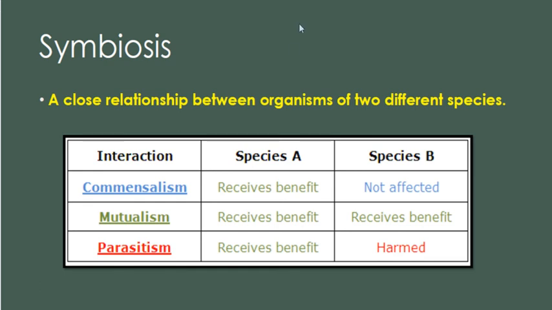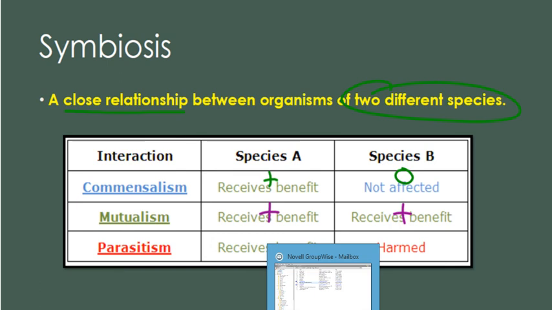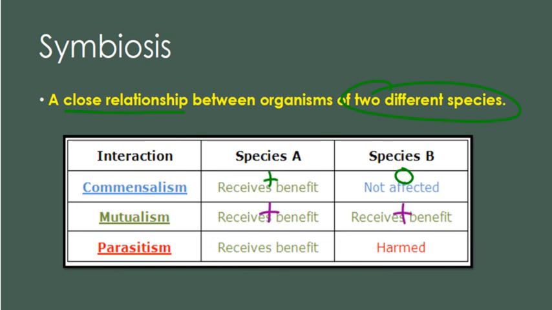Symbiosis. This is when we are only focusing on interactions between two different species. A close relationship. We have what's called commensalism, where one receives benefit and the other is basically completely neutral. We have mutualism, where they both benefit, both have positive experiences. And then we have parasitism, where one benefits and one is harmed.